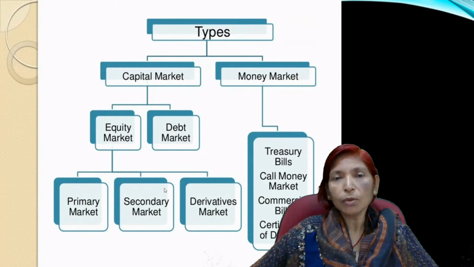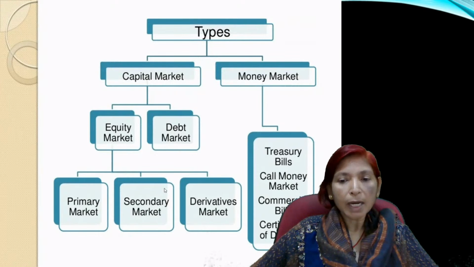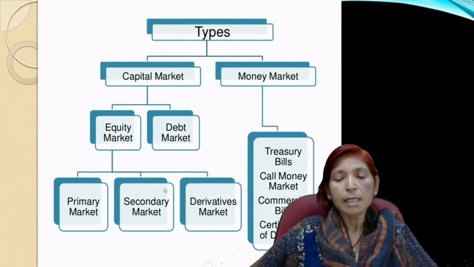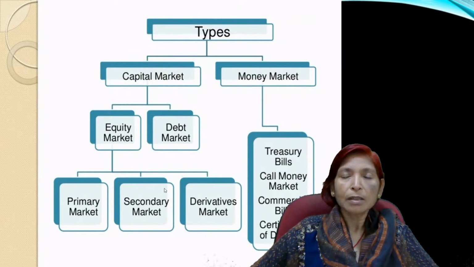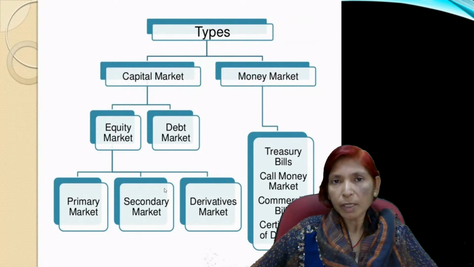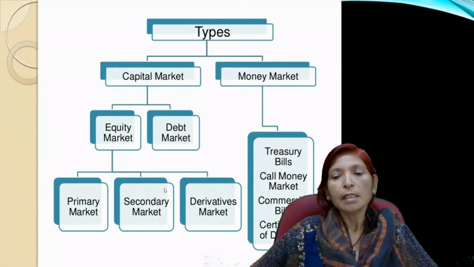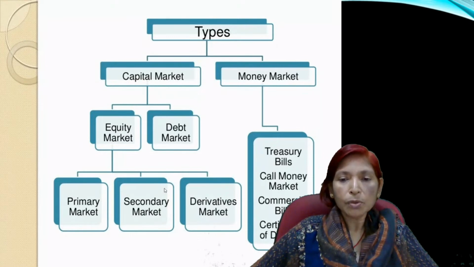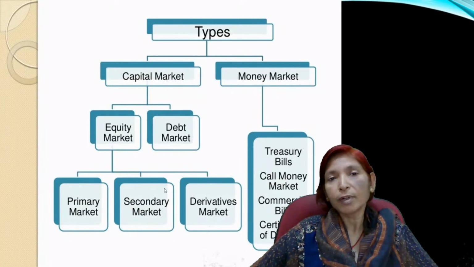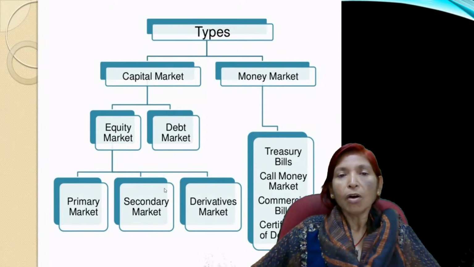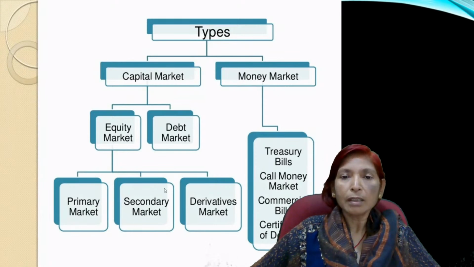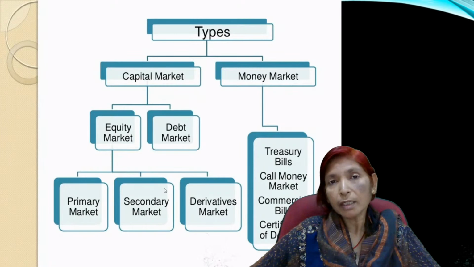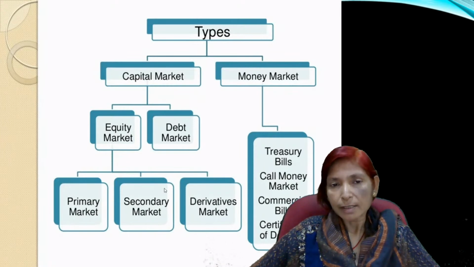And in the money market, we include treasury bills, call money market, commercial bills, and certificates of deposits. Treasury bills are those bills which are issued by the central government of India, generally for collecting short-term funds. So all the things related to a short time period are included in the money market, because the money market deals with short-term funds.